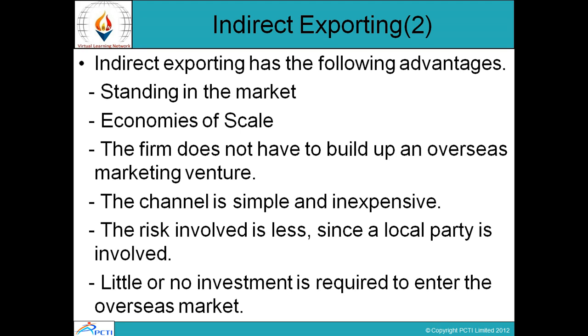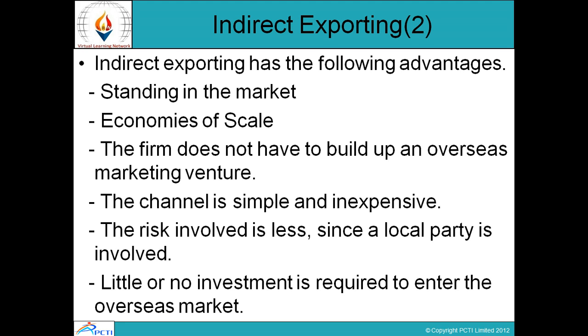Another is economies of scale. There are customers of a certain range of products. They generally purchase a set of complementary products rather than one. So a distributor handling a complete line can effectively economize on selling cost.